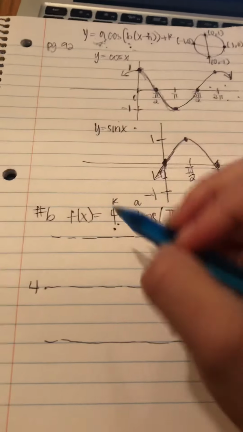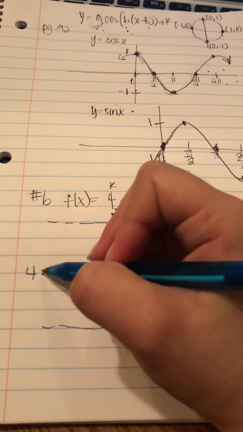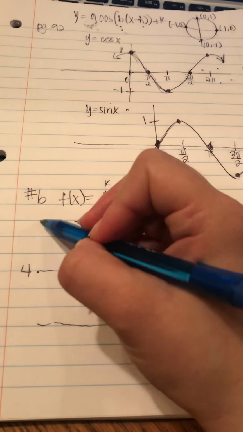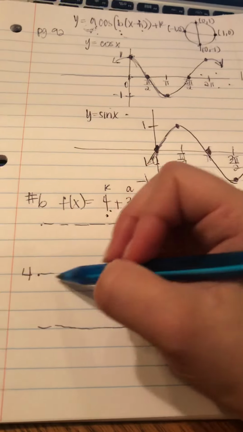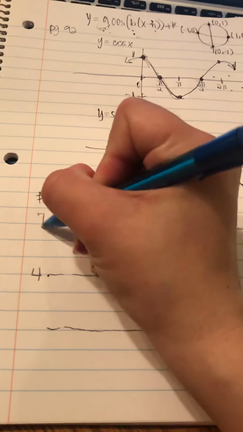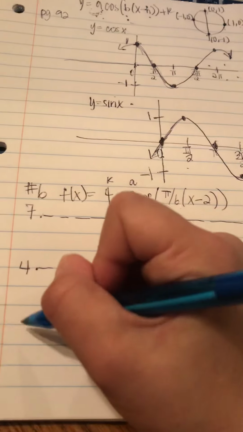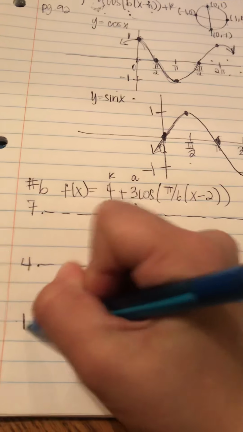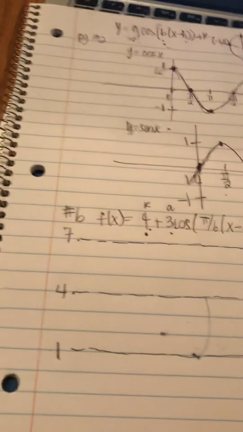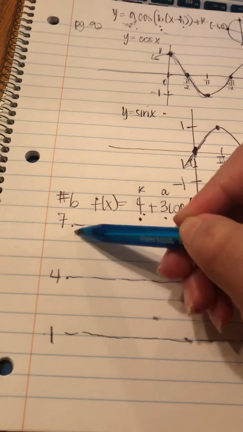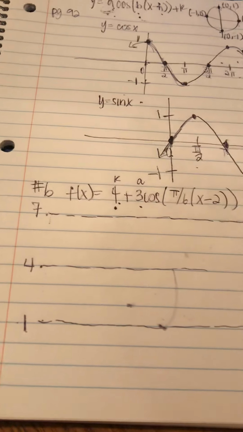Okay. And what that represents is we basically have to go the distance 3 up from the middle graph, the sinusoidal axis. So up 3 would be 7, and then down 3 would be 1. Okay, and that's what we have so far. That's going to be up 3, down 3.